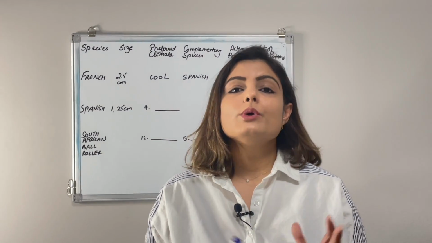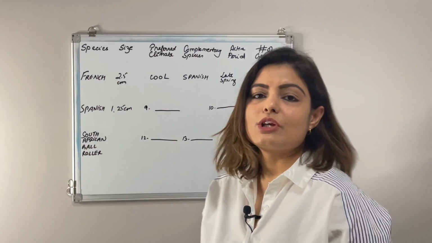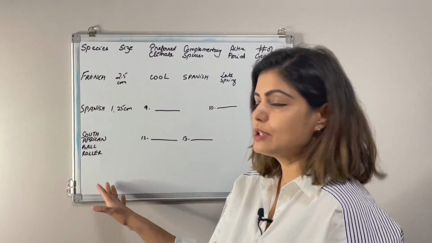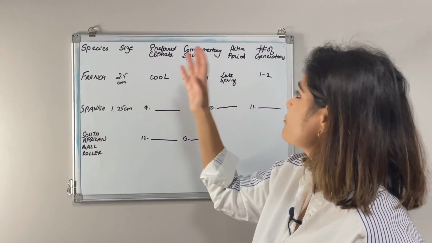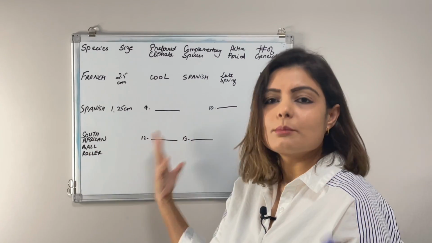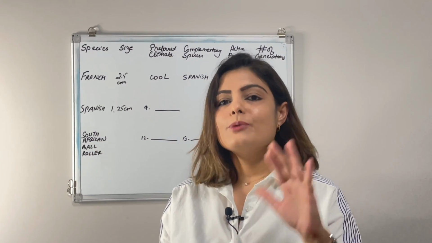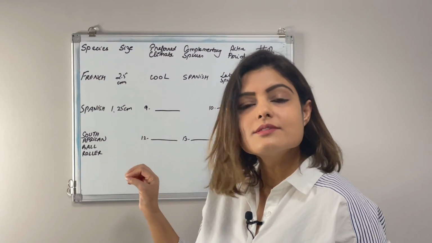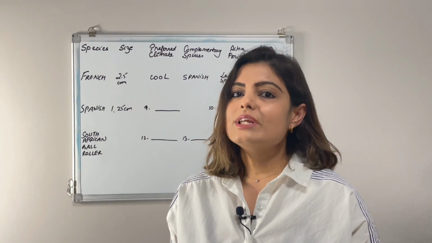So now when we go through the paragraph, we will have to look for this information. We are going to see where in the paragraph they are talking about these species, their size, their climate, their active period, their complementary species, and the number of generations. We can just scan the paragraph, and the moment we find any of these words that we are looking for, that is the time when we have to read in detail.